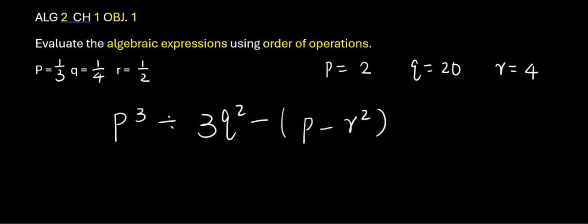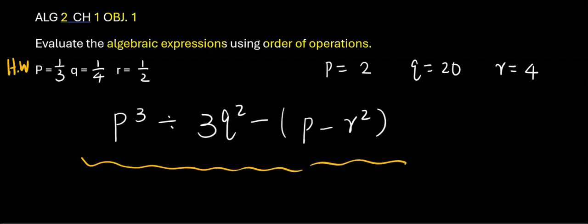Now, it is your time to practice. This is your homework. The first one, P is 1/3, Q is 1/4, R is 1/2. And you're going to evaluate this algebraic expression. The second question, also your homework. P is 2, Q is 20, R is 4. Please evaluate this algebraic expression. This is your homework for Algebra 2, Chapter 1, Objective 1. Remember, it is also Algebra 1, Chapter 1 work.